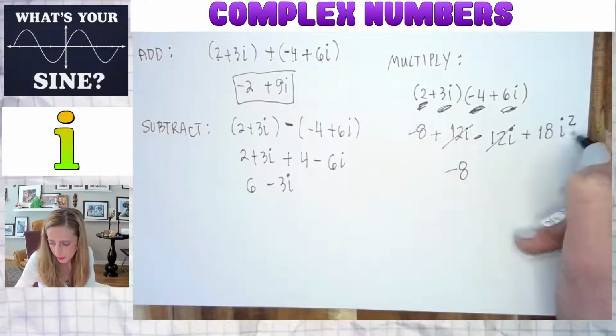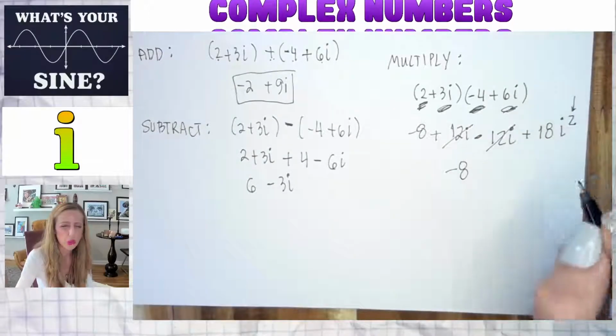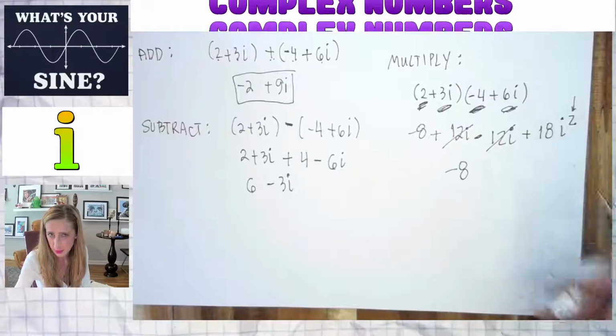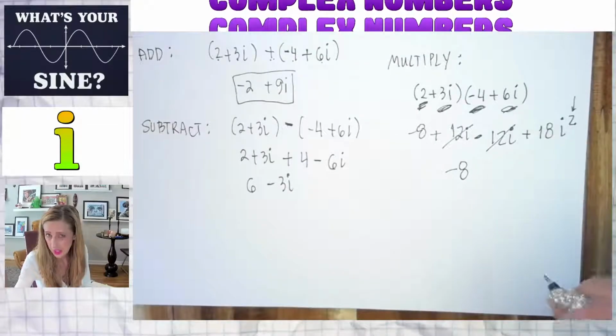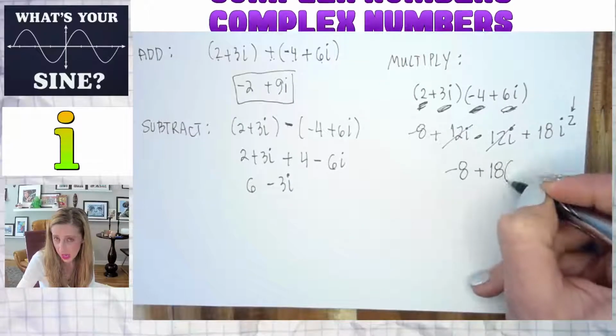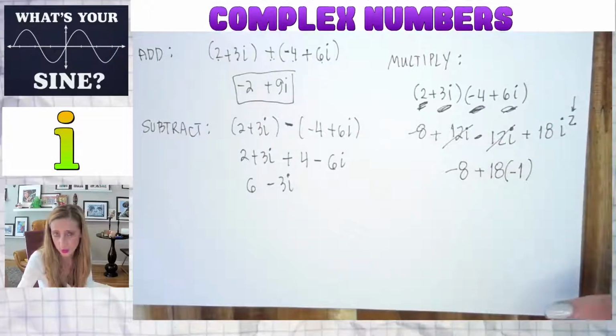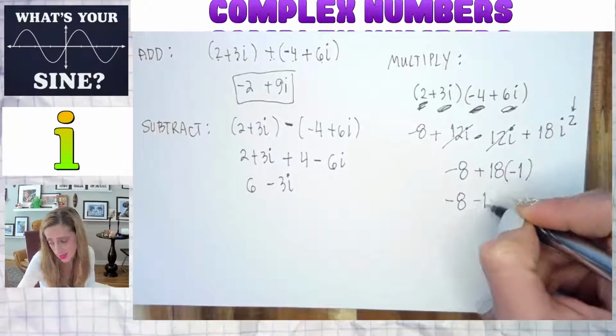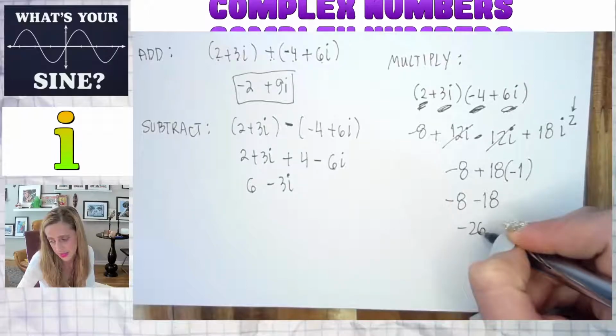Negative 8. But what did we say? We don't leave i squared in the answer. Do you remember what i squared equals without looking? Think about it. Plus 18 times negative 1. So if you remembered, give yourself a high five. Now that's negative 8, in this case minus 18, and that's negative 26.